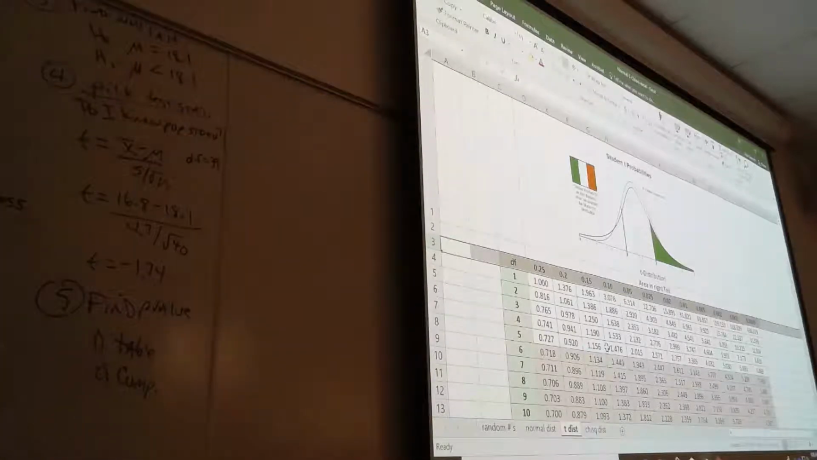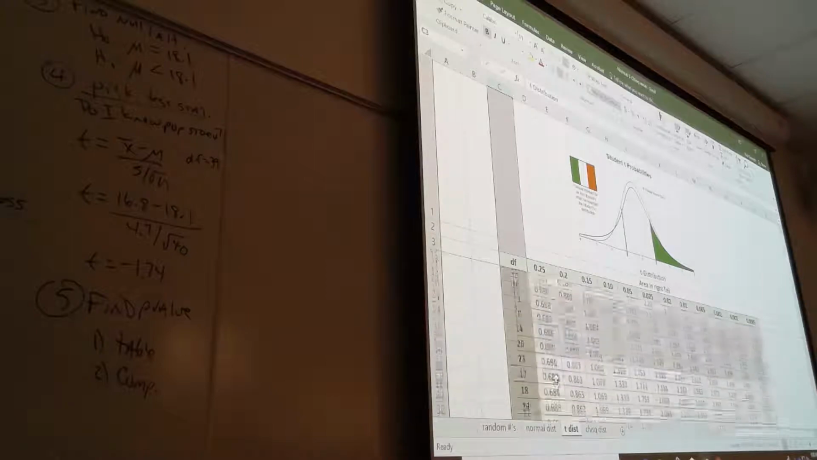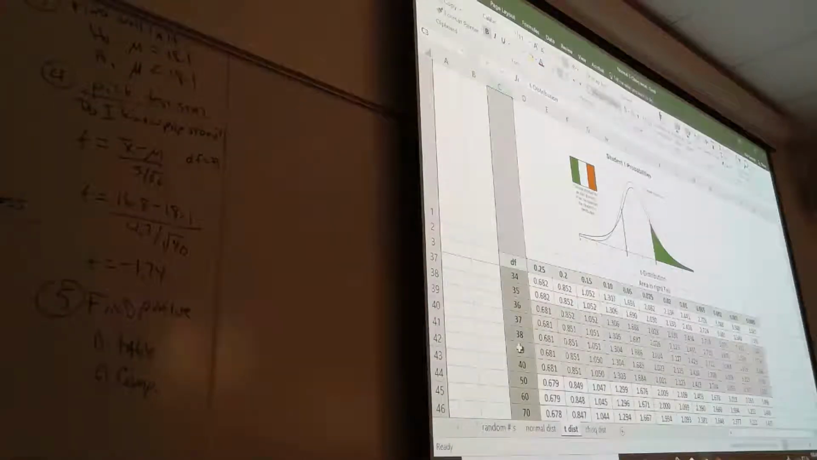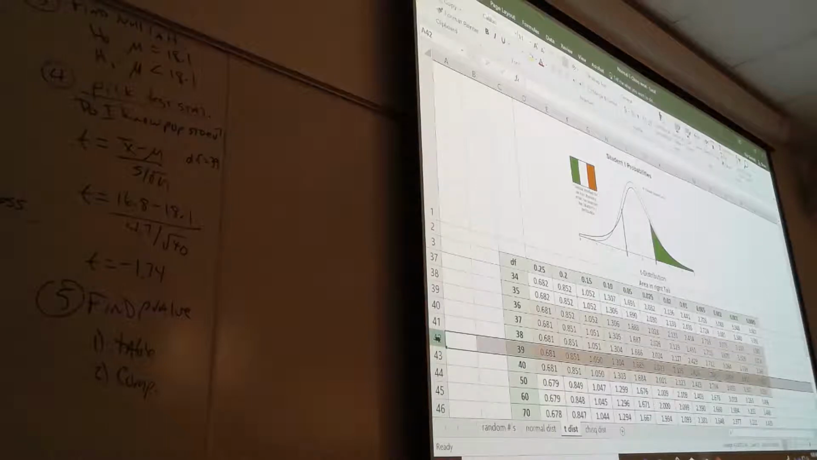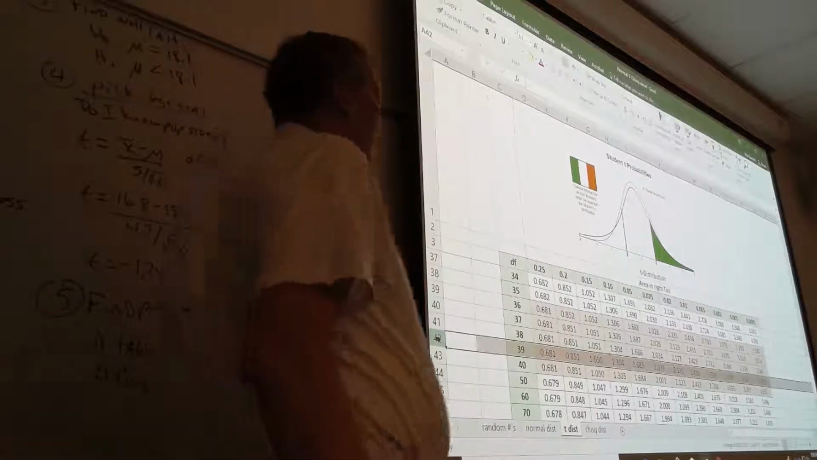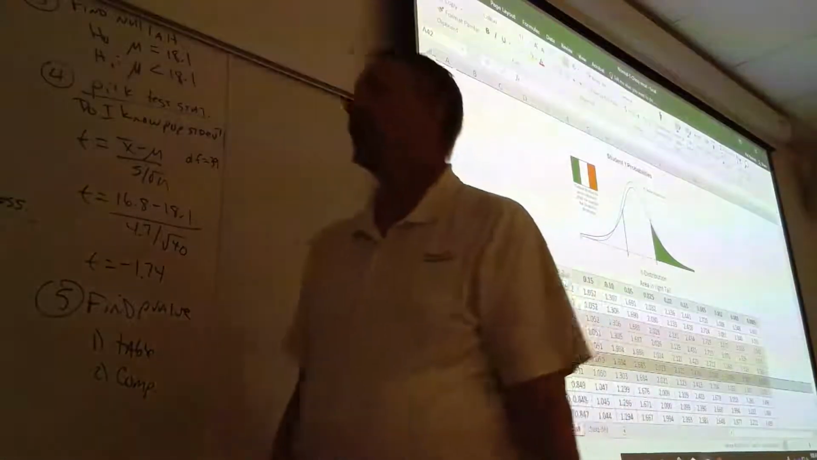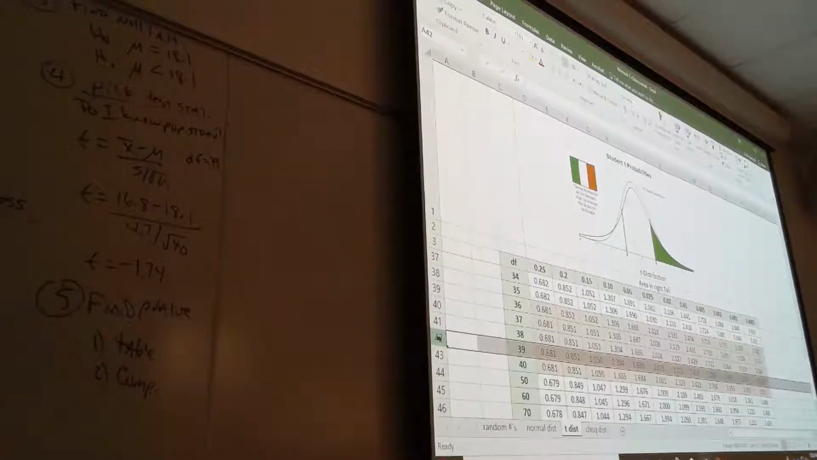My table is a better table than the one in the book. It has more options. As we go down here, I need to go down to 39 degrees of freedom. This might not be in the book, but it is in here. So I've got 39 degrees of freedom on row 42 here, and I'm going to look at this row. Notice all these values are positive. However, we know that the t-distribution, just like the z-distribution, is symmetric. So the area on the left is the same as the area on the right.